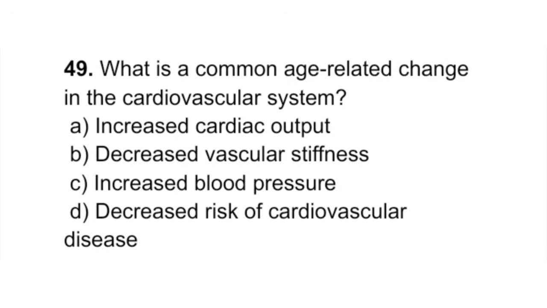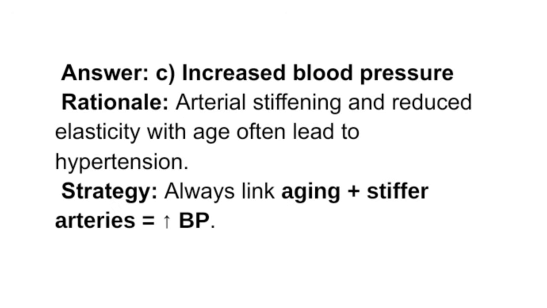49. What is a common age-related change in the cardiovascular system? A. Increased cardiac output. B. Decreased vascular stiffness. C. Increased blood pressure. D. Decreased risk of cardiovascular disease. Answer: C. Increased blood pressure. Rationale: arterial stiffening and reduced elasticity with age often lead to hypertension. Strategy: always link aging plus stiffer arteries equals BP.